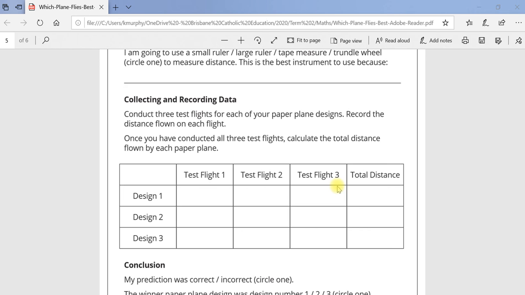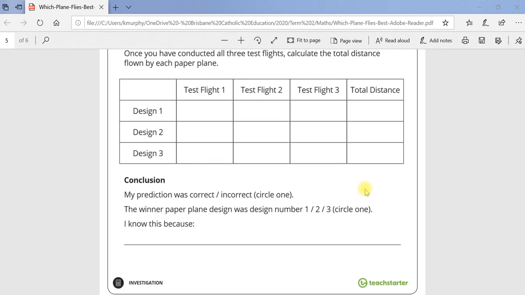Now you're going to be doing 3 test flights for each of your paper plane designs, and you're going to record the distance on here. For your design 1, you're going to throw it 3 times. The first time, throw it, measure it. Second time, throw it, measure it. Third time, throw it and measure it. And then you're going to add these up and put the total distance. Do that for each design.